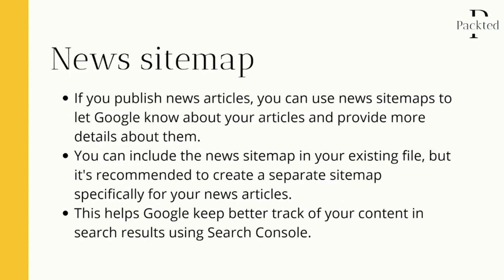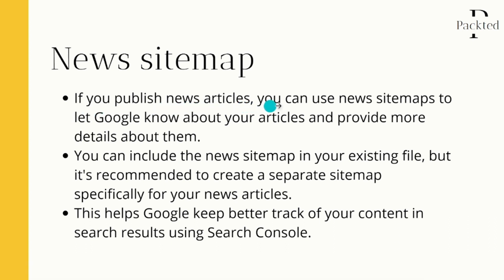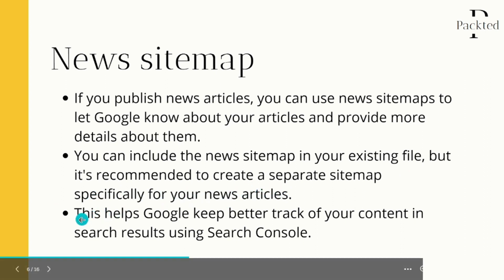The next we are talking about is the news sitemap. So it says that if you publish news articles on your website, then you can use the news sitemap to let Google know about your articles, and you can also provide additional information about them. You can also include the news sitemap in your existing file, but it is recommended to create a separate sitemap file, especially for your news articles, because this helps Google keep better track of your content in search results using Search Console.